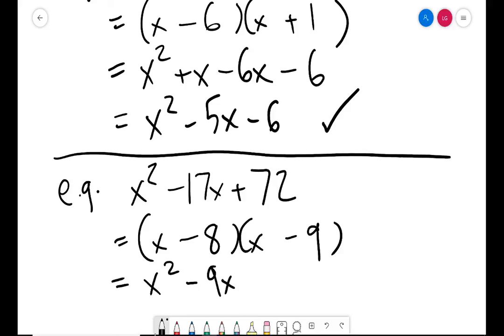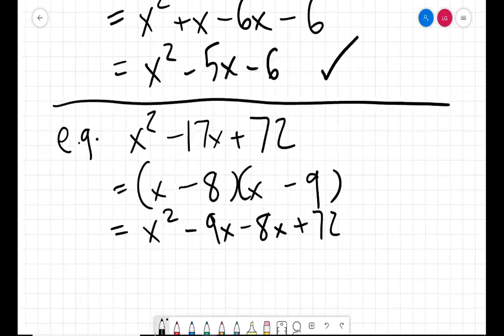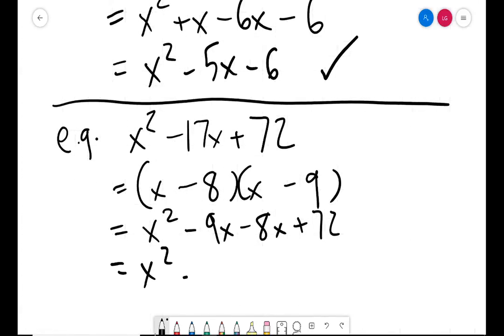X times negative 9 is negative 9x. Negative 8 times x is negative 8x. Negative 8 times negative 9 is plus 72. It's looking good. Simplify as usual.